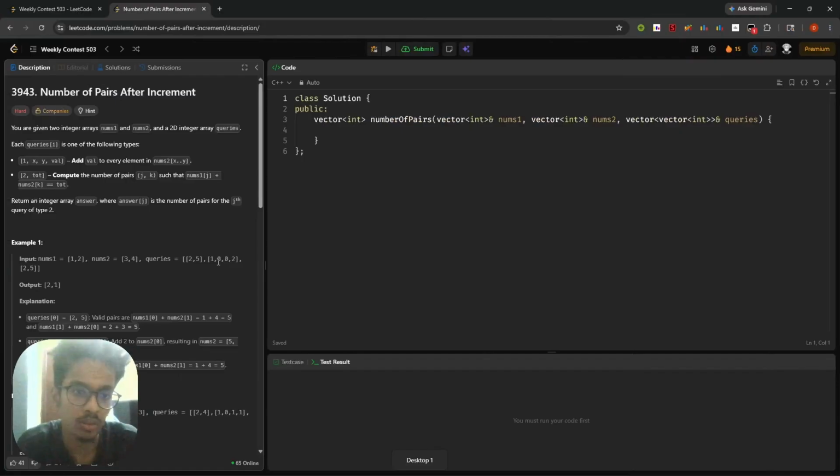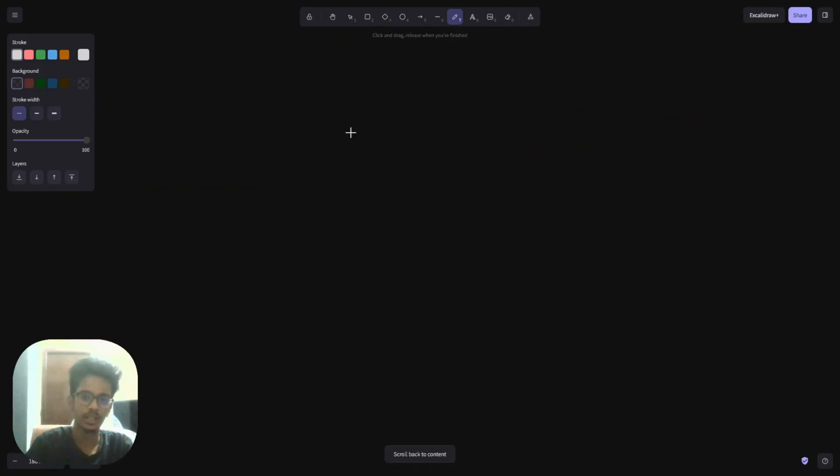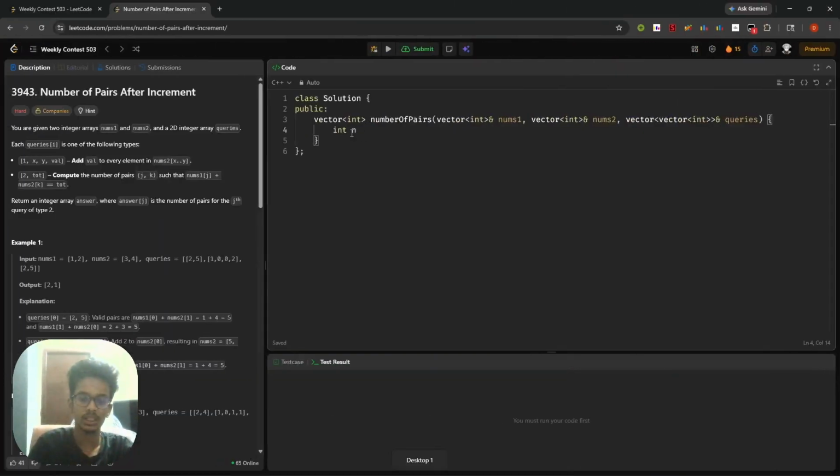So that's the basic idea of square root decomposition. Now let us understand how to apply square root decomposition here. I'll be coding and explaining at the same time because I'm comfortable that way. Yeah, so let's take some int n equal to, first let's rename them to some better names, x and y.